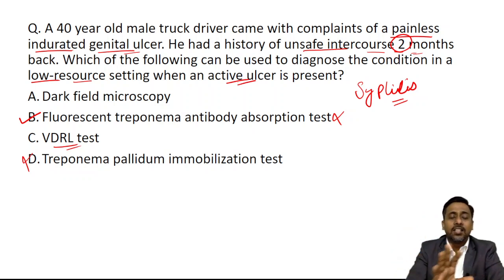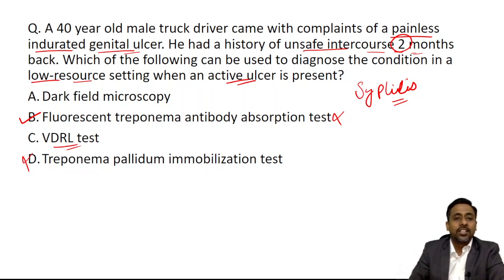In any bacterial infection, if the lesion is present and you can demonstrate or isolate the organism from the lesion, then that is the best method for diagnosis. So in this case also, as the active ulcer is present, the best method is dark field microscopy, which will directly demonstrate the organism. VDRL will not demonstrate the organism. VDRL will only indicate the presence of antibody, and in this case the antibody may not have developed yet, because the active ulcer may have occurred recently. So that's why the investigation of choice in this case in a low resource setting will be dark field microscopy.